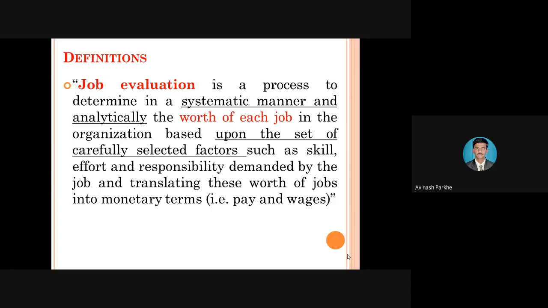Therefore, here I have written the simple definition. Job evaluation is the process of determining, in a systematic manner and analytically, the worth of each job. So job evaluation is one of the processes, one of the procedures which is to be implemented in a systematic manner. One standard procedure is defined, and that process is implemented in a systematic manner, and analytically it is related to the worth of each job. So what is meant by the worth of each job? Worth means the value of that particular job.